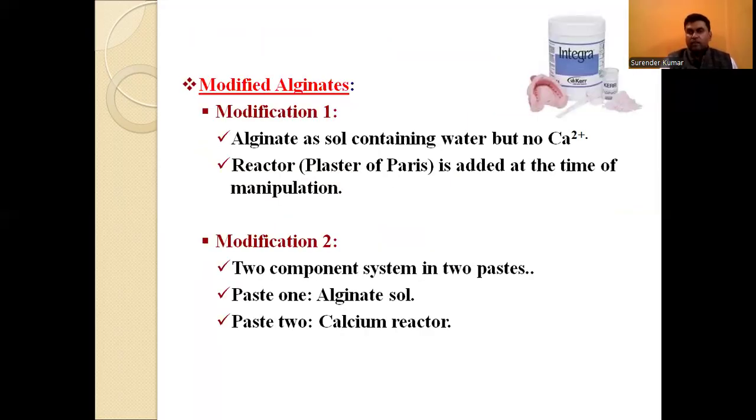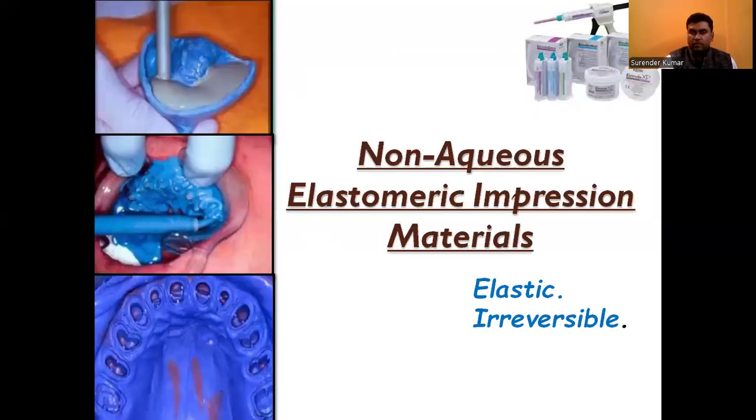Then there are modified alginates. Modification 1 is that the alginate is supplied as a sol form containing water, but it doesn't contain the calcium ion. The reactor, which is plaster of Paris, is added at the time of manipulation. Another modification is a two-component, two-phase system, where one paste contains the alginate salt and the other paste contains the calcium reactor.